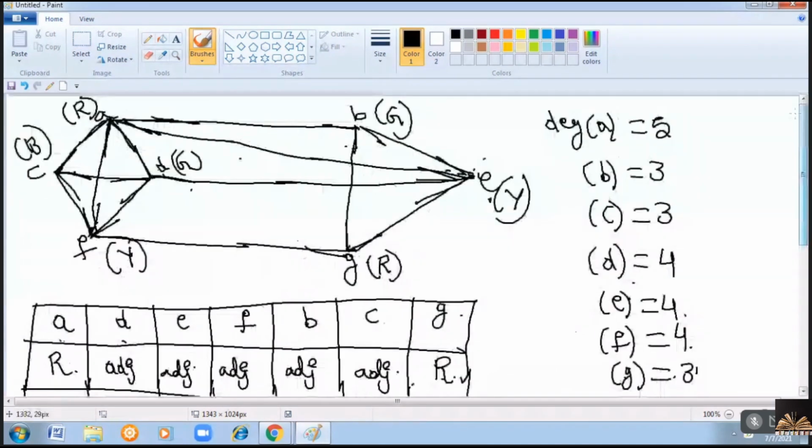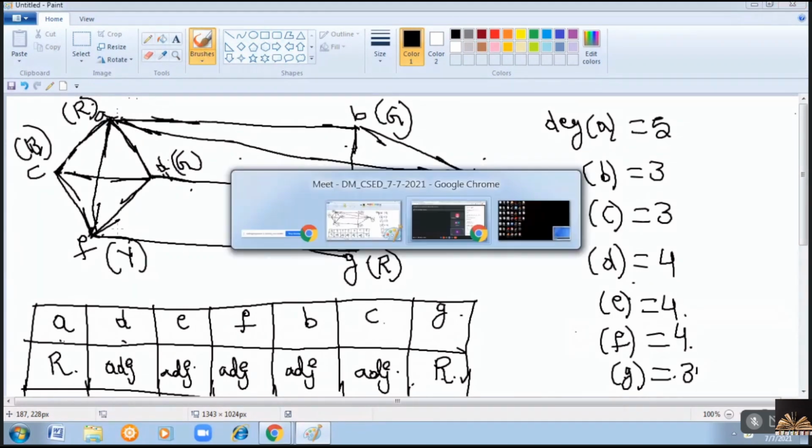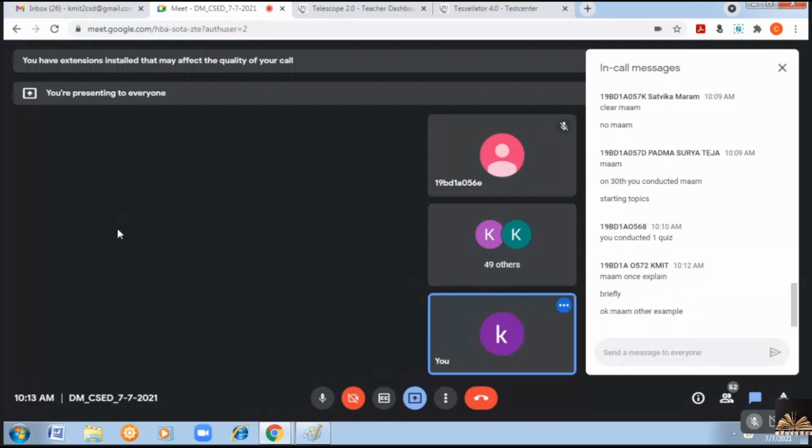So when you observe this diagram, the graph, you just cross-check whether you have colored the adjacent vertices with different colors or not. These two are adjacent, different color. Adjacent, different. Adjacent, different. Like that you can check. Right? So this is about the Welch-Powell algorithm. Still, if you have any doubts, please let me know.